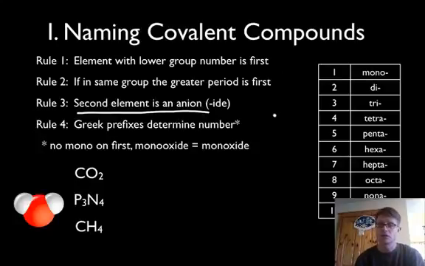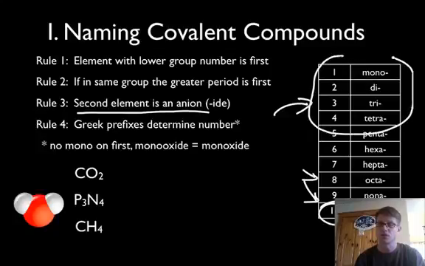Then we're just going to use this chart over here to figure out how many of them we have. It goes from mono, meaning 1, all the way up to deca, meaning 10. We rarely use the ones down here, but you might as well learn these first 4 because we use those quite a bit. So let's start with carbon dioxide. Now you might want to say, well, there's only one carbon, and so let's call that monocarbon.